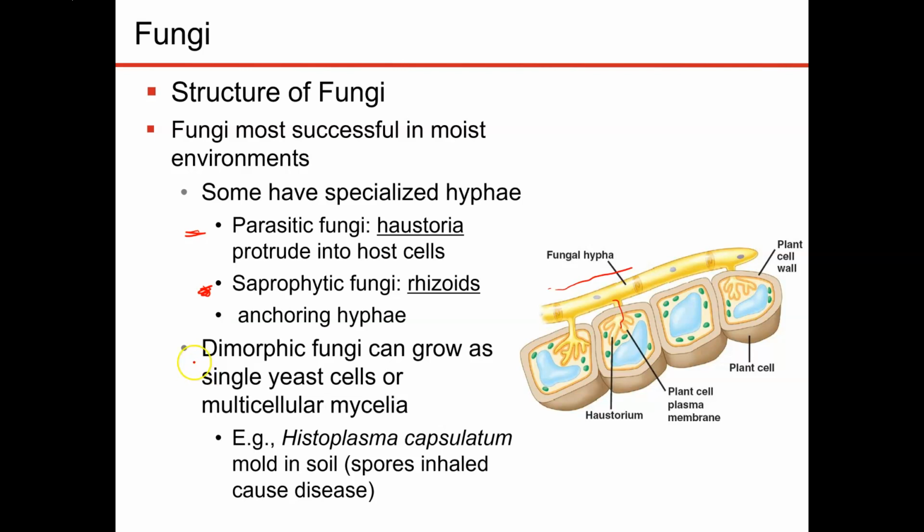We have dimorphic fungi that are both single-celled and multicellular. An example for this would be Histoplasma capsulatum, which is a mold found in soil. Spores can be inhaled, and then it can cause histoplasmosis, which is not very common, but in immunocompromised individuals, it can become common.